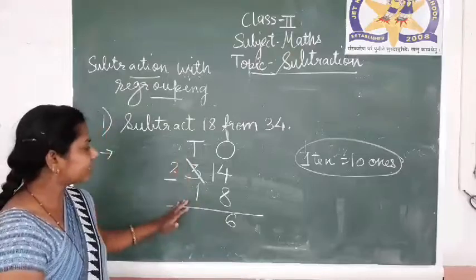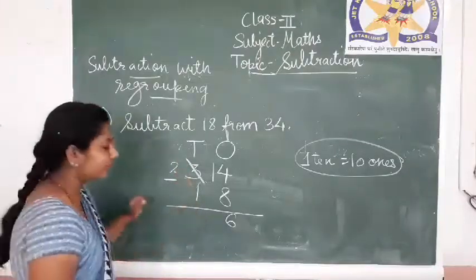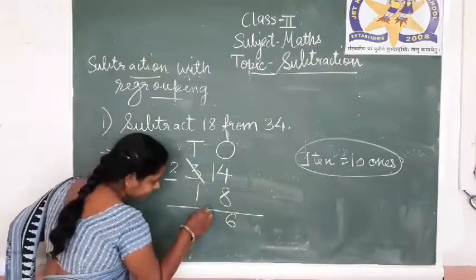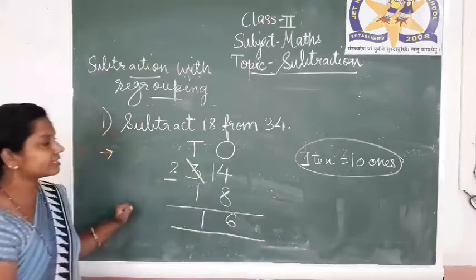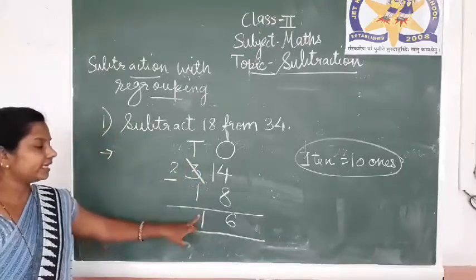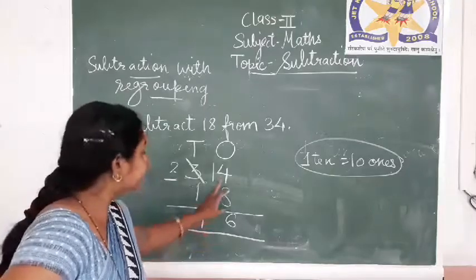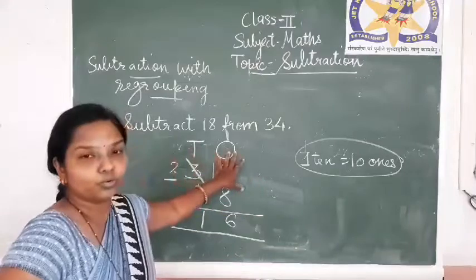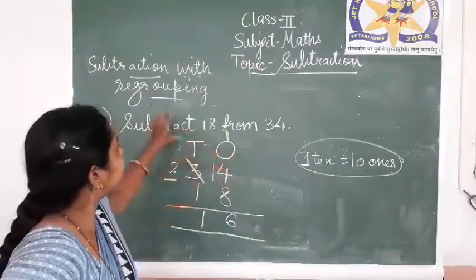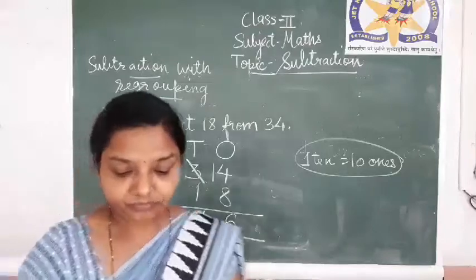Now subtract the tens. 2 minus 1. 2 minus 1 is? It is 1. So what is the answer that we got after subtracting both the numbers? It is 16. So what have we done in this question? We have regrouped from tens to ones. This is called regrouping, subtraction with regrouping.